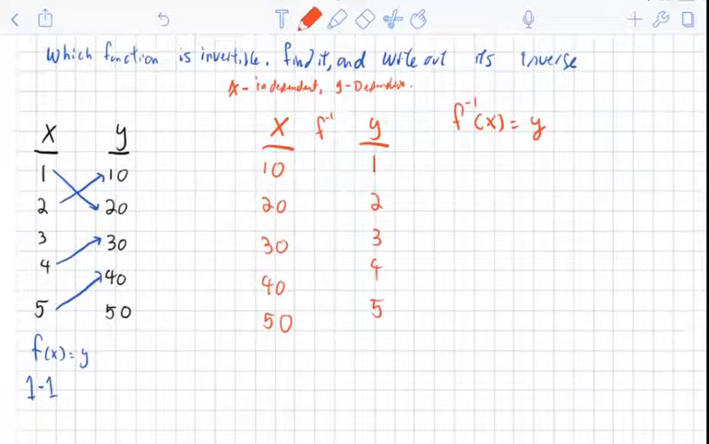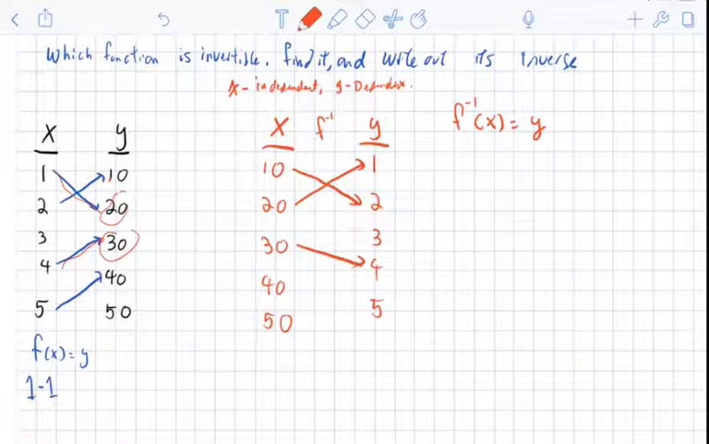And now I can draw the arrow diagrams. Start from 10, go backwards down this to 2. 10 to 2. Start from 20, go up this rope to 1. 20 to 1. Start at 30, go down this rope to 4. Start at 40, go down this rope to 5. And 50 had no input. Okay? So this is my inverse function.